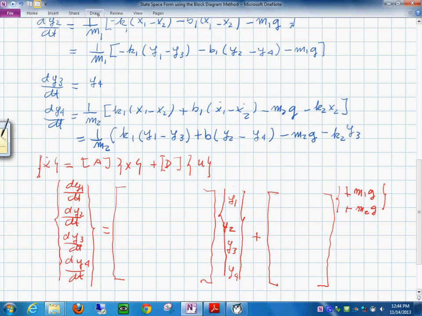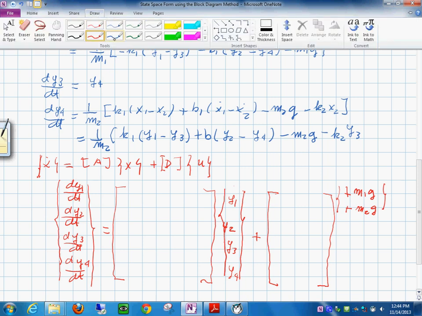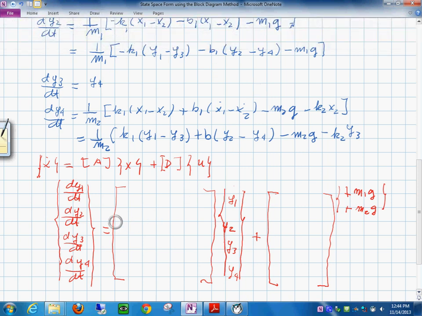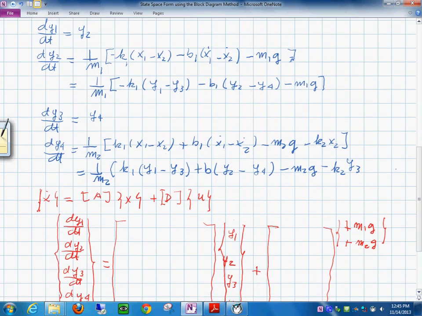So let's just fill this in and actually draw it with another pen in here. Let's just do the first equation that says y1 dot equals y sub 2. If that's true, this is a 0. This is going to be a 1 for the second one. 0, 0. And then you have two zeros over here because there are two sources.